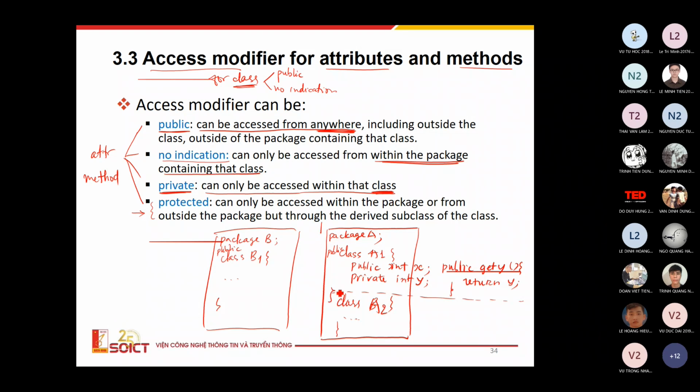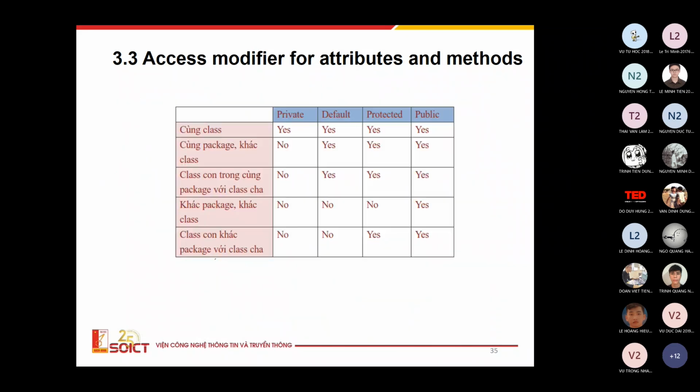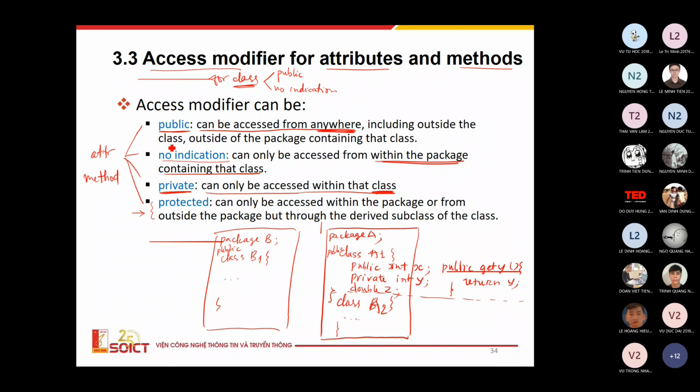Z has no indication, no modifier. And now let's see for X, what do you have as the modifier for X? The modifier for X is public. So where can you access X? From everywhere. Firstly, from inside the class.